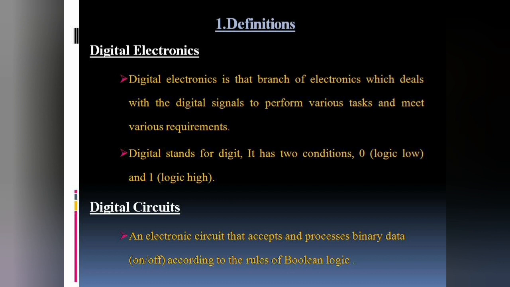Digital electronics is the branch of electronics which deals with digital signals to perform various tasks and meet various requirements. Digital stands for digit. It has two conditions: logic low, that is 0, and logic high, that is 1. It uses only binary digits, that is 0 and 1. 1 is considered as true or logic high, and 0 is considered as false or logic low.